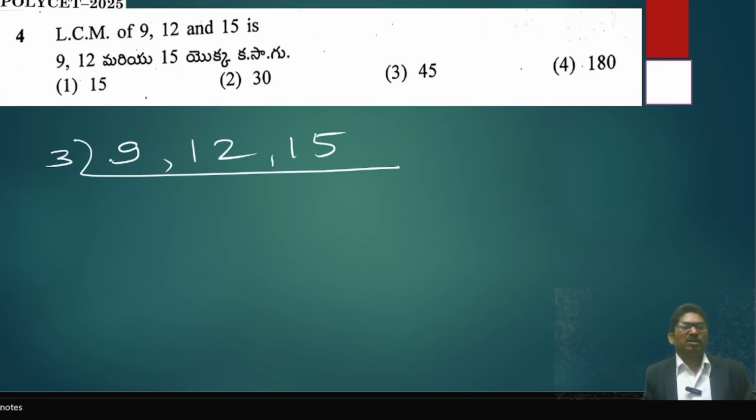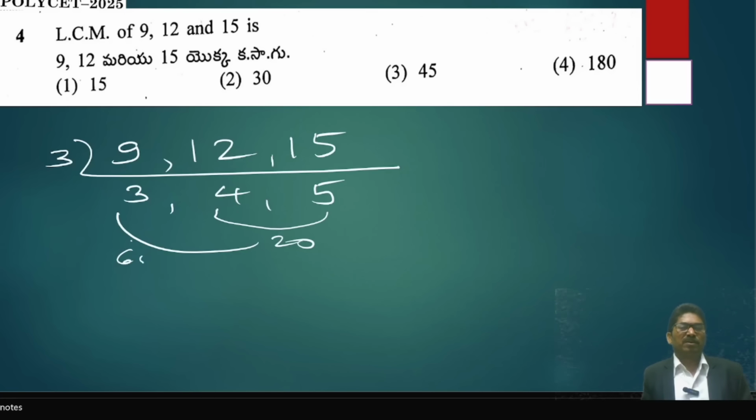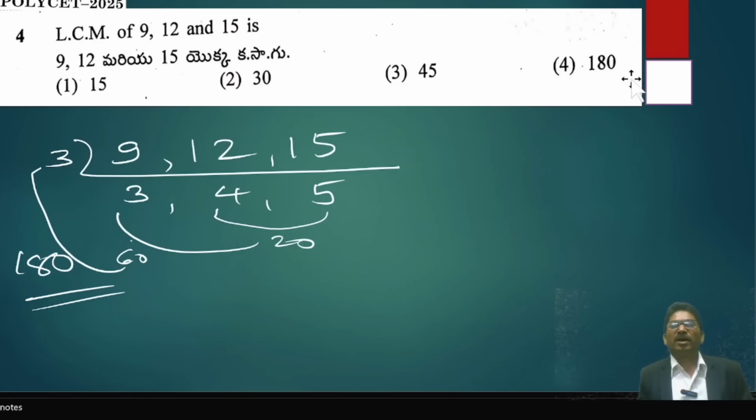All these are divisible by 3. 3 3s are 9, 3 4s are 12, 3 5s are 15. So now 3, 4, 5 are co-primes, that's why we can stop here. So the LCM of these numbers is 3 times 3 times 4 times 5: 4 5s are 20, 20 3s are 60, 60 3s are 180. So what is the LCM of these numbers? 180. Option 4 is correct.